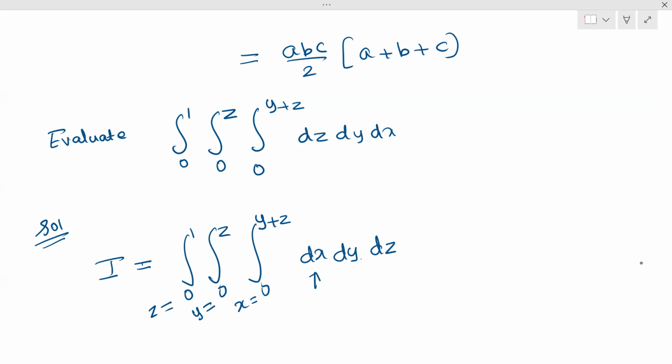So whenever the limit has a variable, we have to think about whether the given integration is in the correct order or not.